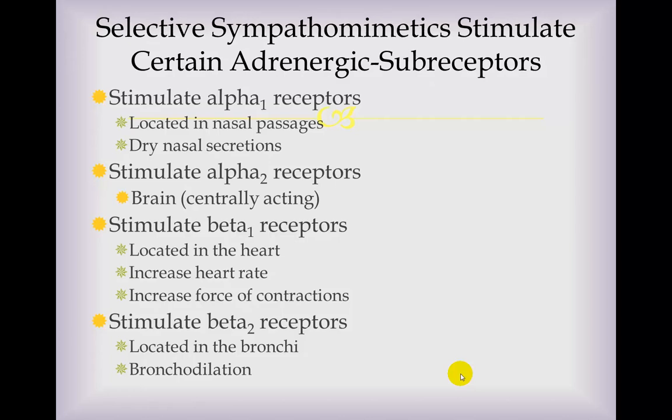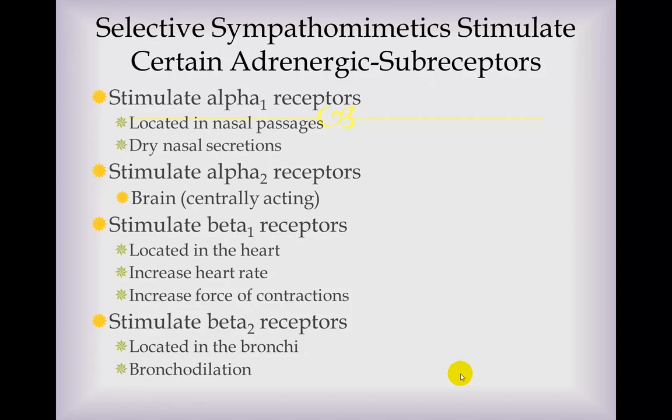Beta 1 receptors, if you think one heart, 2 lungs, then when we stimulate these individual receptors, that gives you an idea of what the therapeutic response is that we're trying to get. So beta 1 receptors located in the heart, they increase heart rate, and they can increase the force of the contractions, both of which are going to increase cardiac output. Heart rate alone will do it somewhat, but if we get more complete emptying of the heart by increasing the force of the contractions, we're going to increase cardiac output even more.